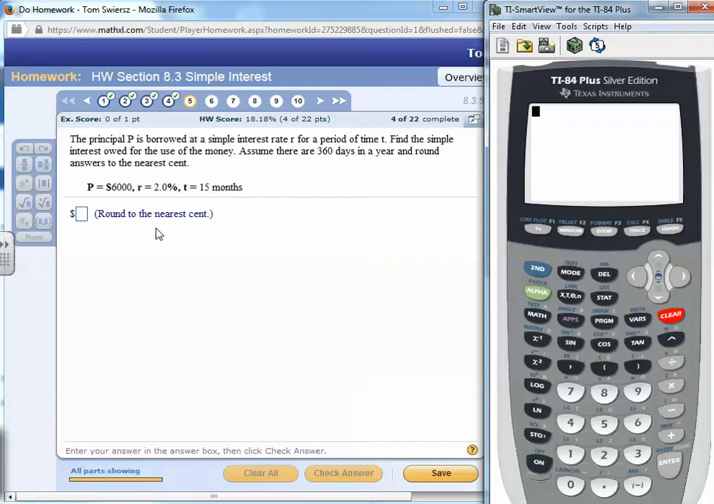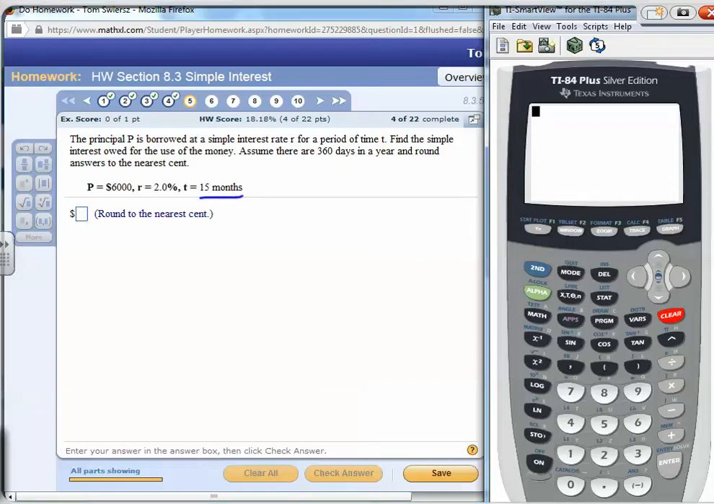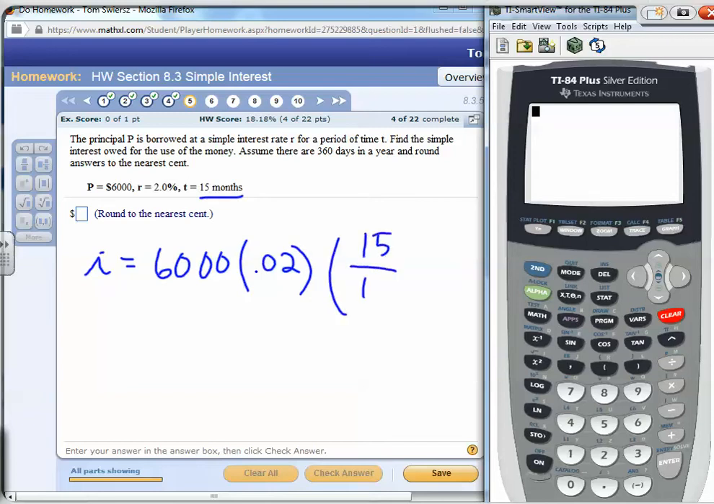Okay, again, find the simple interest. 6,000 at 2% for 15 months. Now, it's got to be in years. So again, interest is principal, given to be 6,000. The rate as a decimal, 2% is moved over 2 places, 0.02. And 15 months in terms of years is 15 over 12, because there's 12 months in a year.